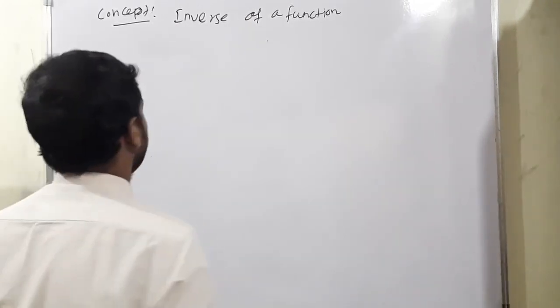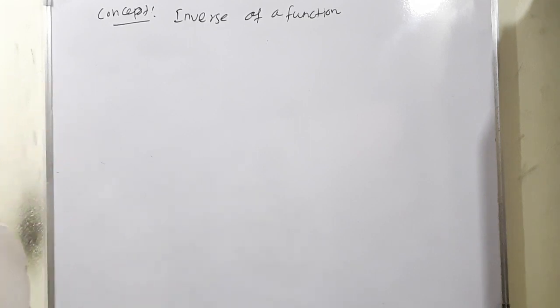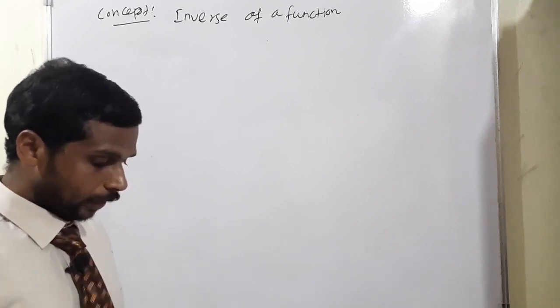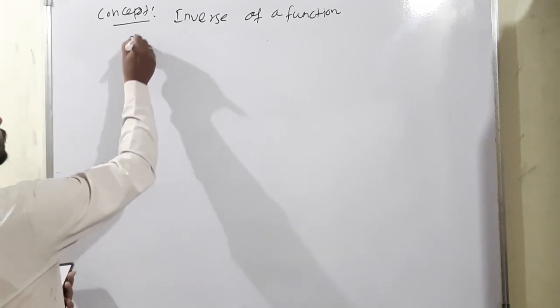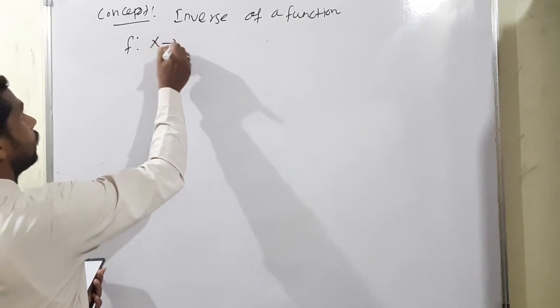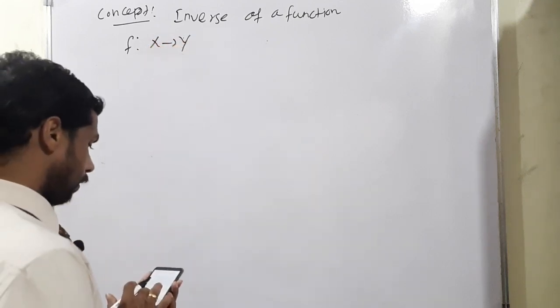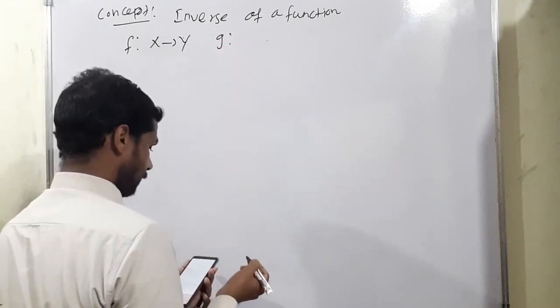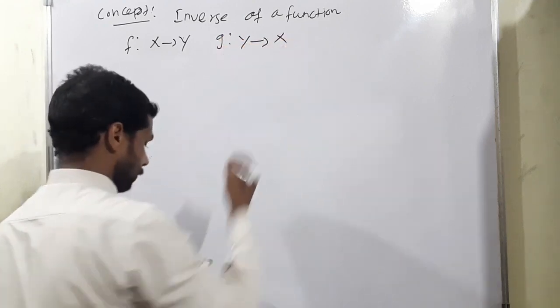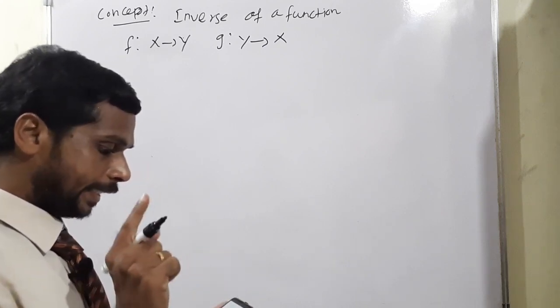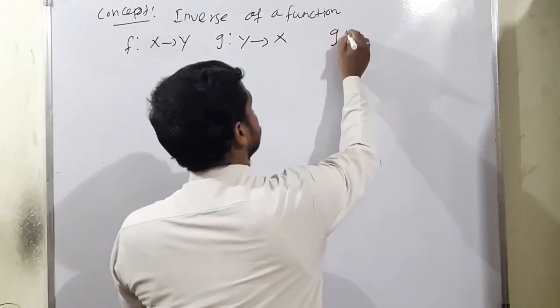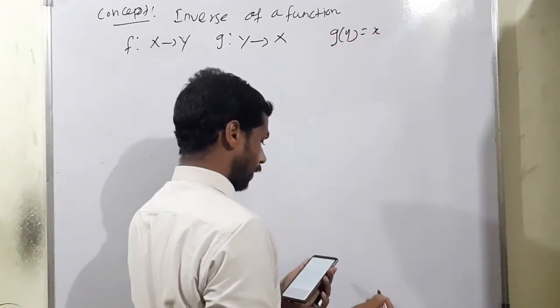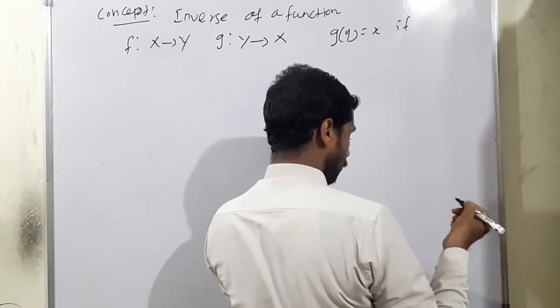So, moving to one of the important concepts: the inverse of a function. In your book, page number 33, Definition 1.9. Let f map x to y, and at the same time the function g map y to x, then g is defined by g of y is equal to x if f of x is equal to y.